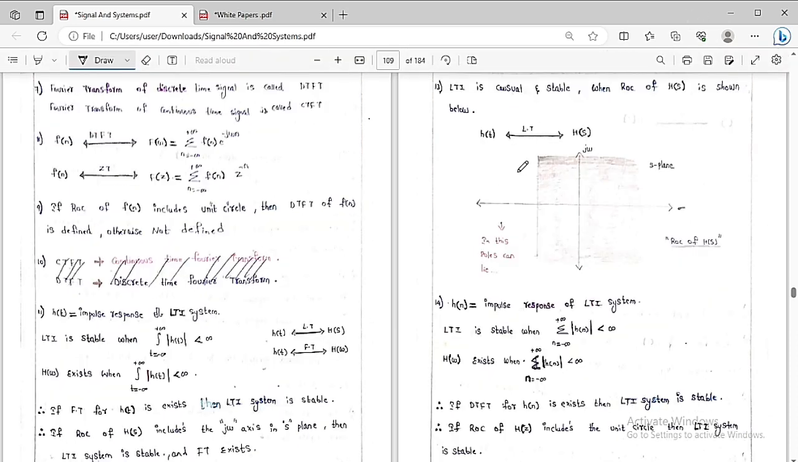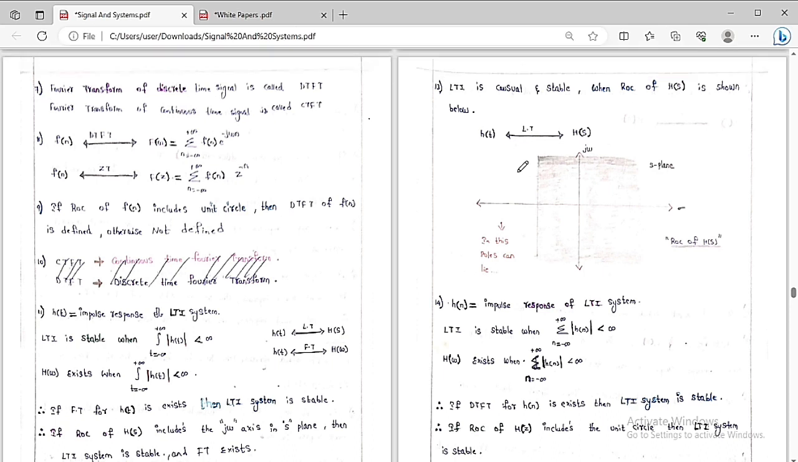Now we are going to discuss the other point, which is that an LTI system is causal and stable when the ROC of H of s is as shown below. I have already told you an LTI system is causal when the impulse response h of t is equal to 0 for t less than 0, and stable means h of t is absolutely integrable.